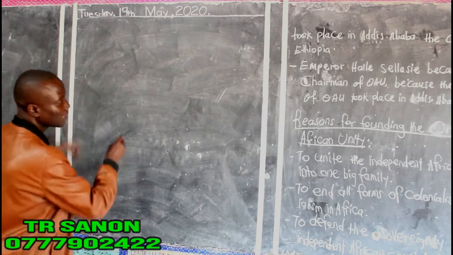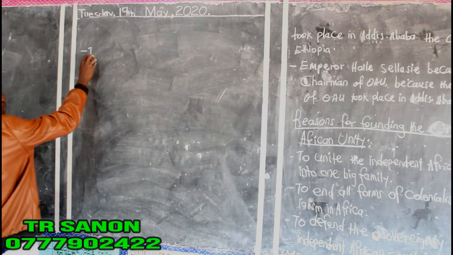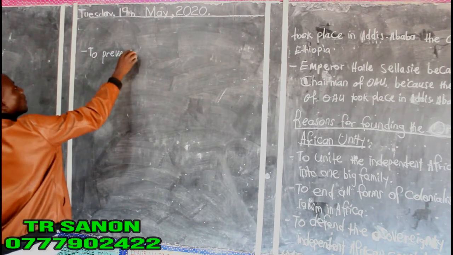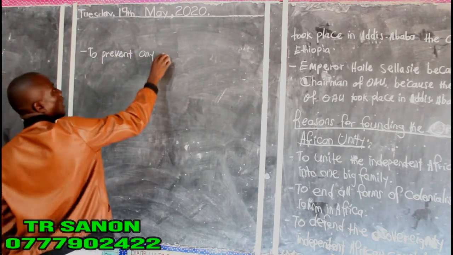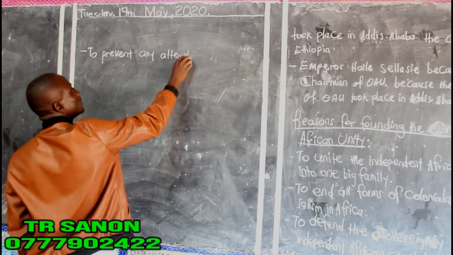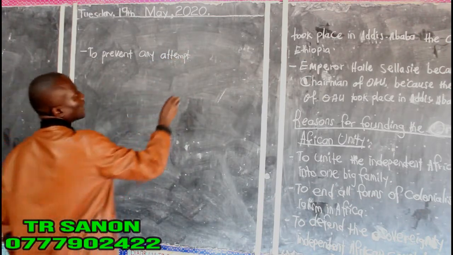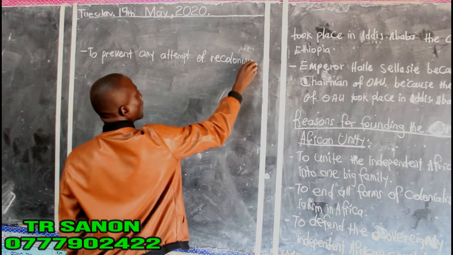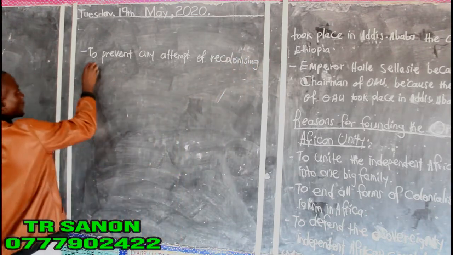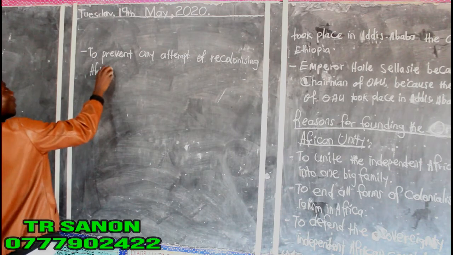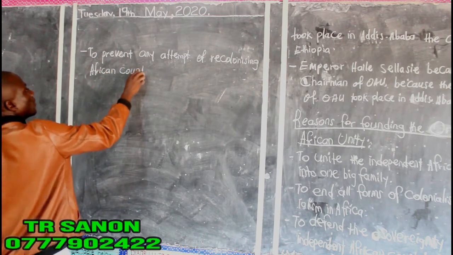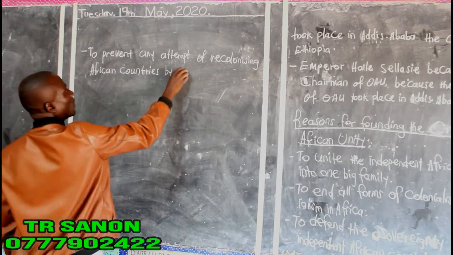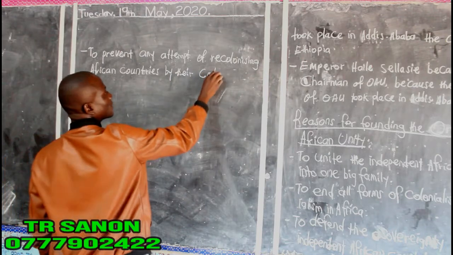So point next, we are saying number 2 here. Prevent an attempt. The word is attempt; another word to mean this is to try. Prevent an attempt of recolonizing Africa or African countries by their colonial masters.